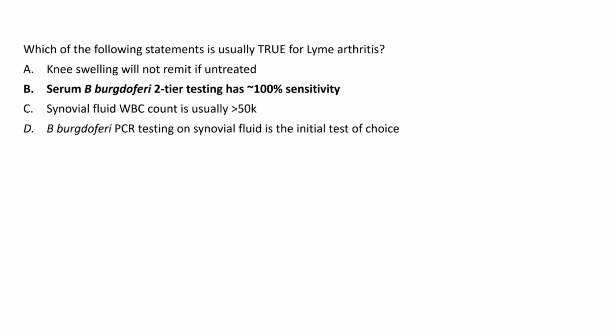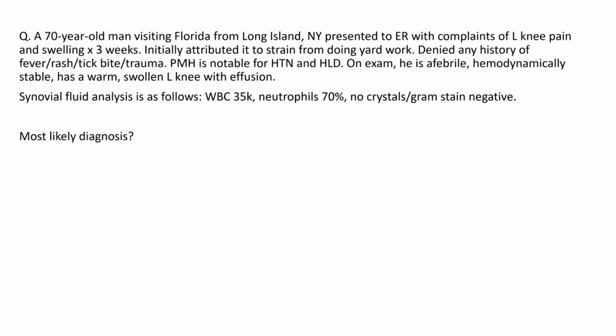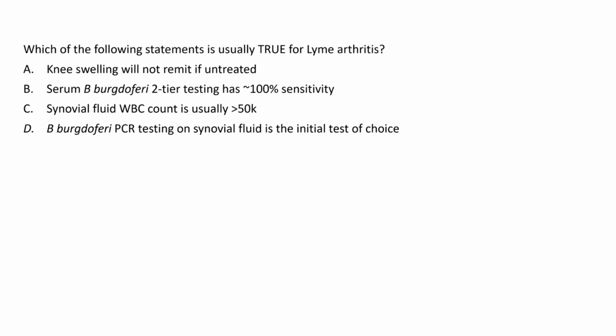Even if they have been treated appropriately, they can still have a relapse, and usually it's not seen in the early disseminated Lyme stages. The synovial cell count is usually lower, which is why I gave you a count of 35,000. Usually it's between 20 and 75,000, but it tends to be more on the lower end.